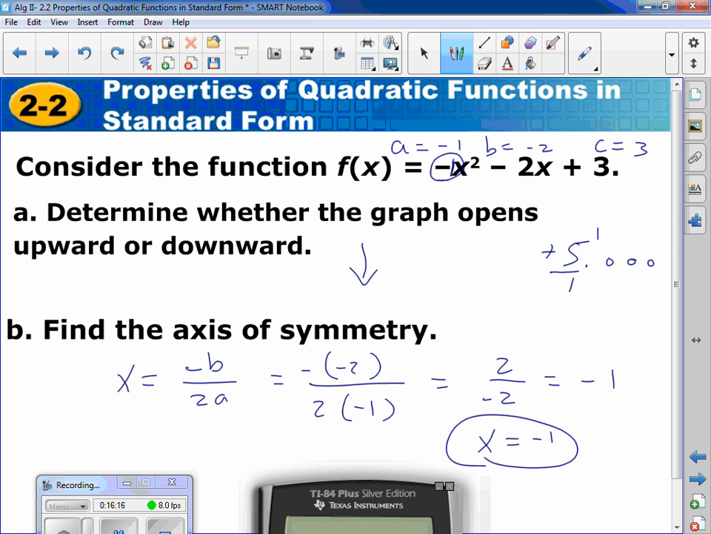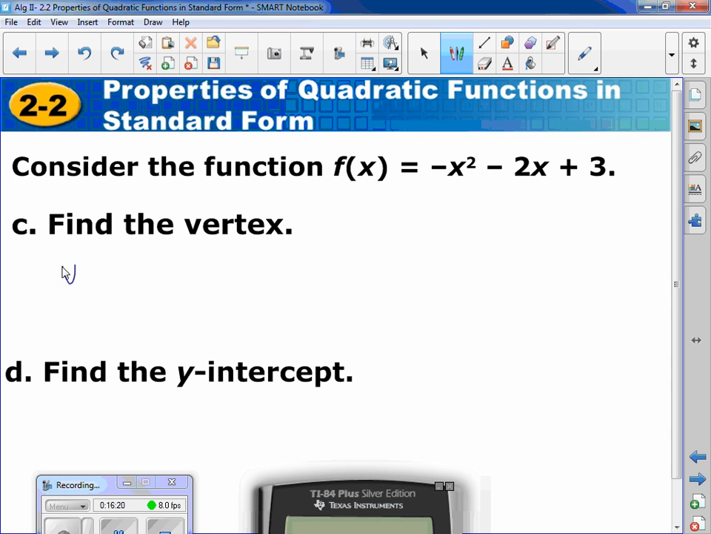So where did this come from? To find the vertex. Okay, the vertex, we already know the x value is going to be negative 1. I take this negative 1 and substitute it in. Negative 1 squared minus 2 times negative 1 plus 3. Notice that instead of putting just negative 1, I'm putting it in parentheses each time. What's negative 1 squared? 1. Throw a negative on it. What's negative 2 times negative 1? 2. And then I have plus 3.